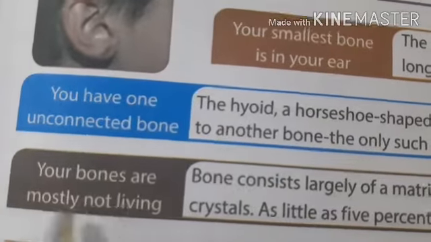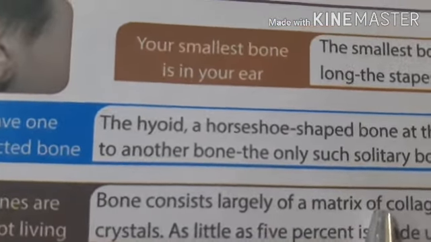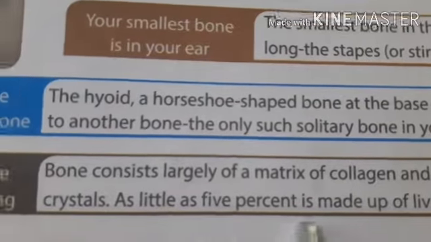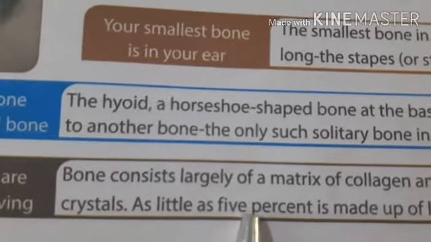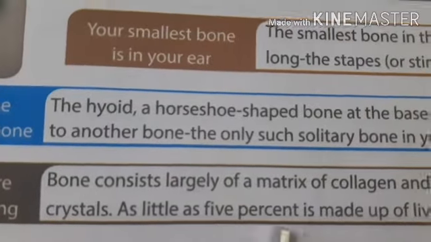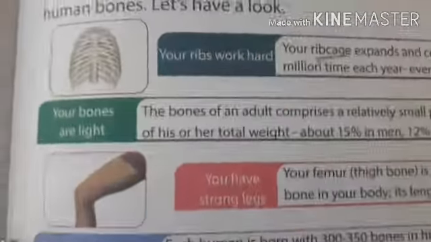Then your bones are mostly non-living. Our bones are mostly non-living. Only 5% is made up of living cells and 95% are non-living. So these are some facts about bones in the human body.